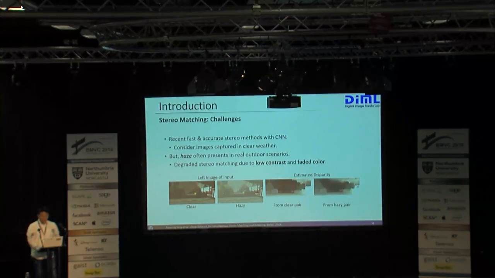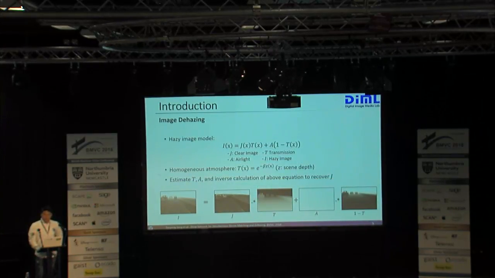However, in real outdoor scenarios, we are often faced with haze. Haze is an atmospheric phenomenon in which small particles in the air scatter light and attenuate the appearance of images. In hazy situations, stereo matching performance is degraded due to low contrast and faded color. The figure below shows how a stereo matching network trained with clear images performs for clear and hazy stereo pairs. Haze results in degradation of images' visual quality as well as the performance of higher-level computer vision tasks.